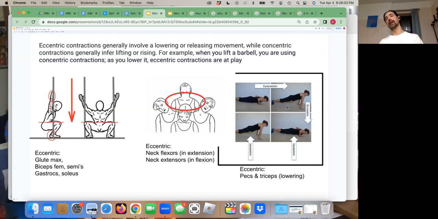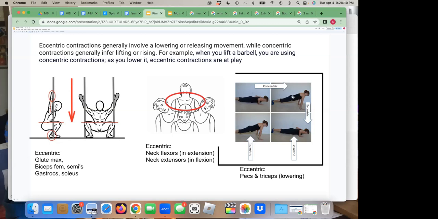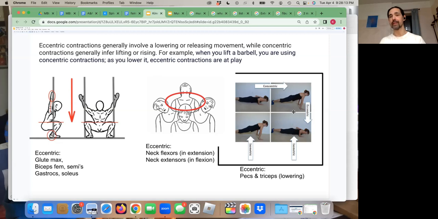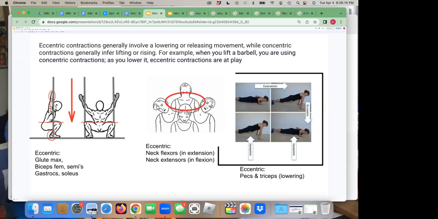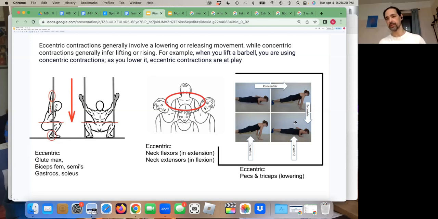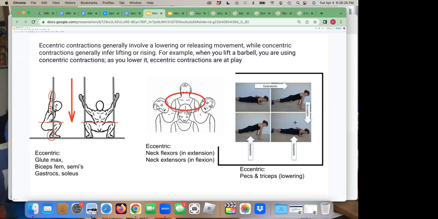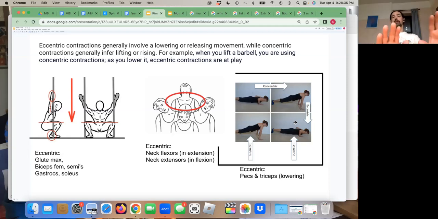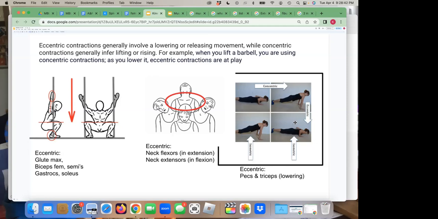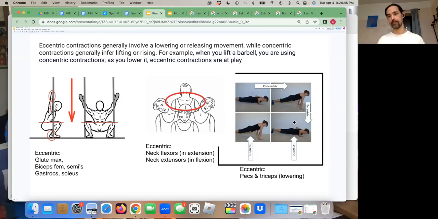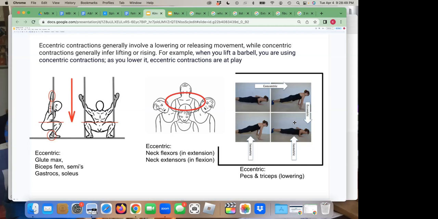Very good. Okay. And now lowering down toward the floor. Let's see. Which one is that? That's this one here. Top right to bottom right. What's happening there? Eccentric. Eccentric contraction in which muscles? Your biceps and your... going from pushing to lowering down, getting ready for a push. That's the pec. Yes. No bicep. Pec and tricep. The tricep and pec are used for pushing.